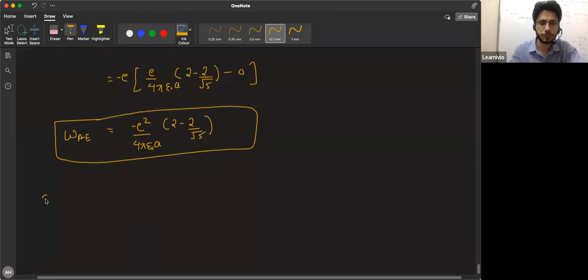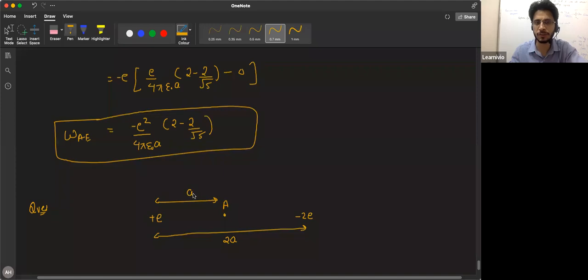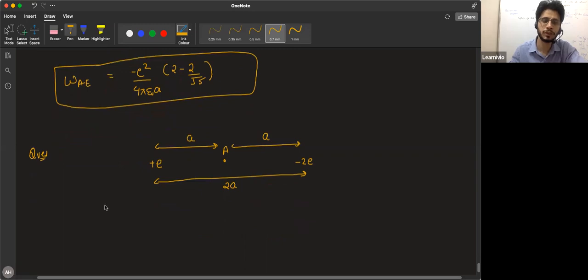Okay, solve the next question. The next is comparatively easier. You have two charges, a charge plus E and a charge minus 2E. These two charges are placed at a separation 2A. You're supposed to calculate potential at some point A. Separation between these two charges is A, and between these two charges is again A. I need potential at A.